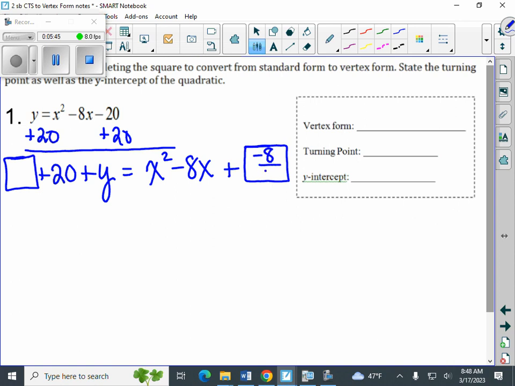Negative 8 divided by 2 squared. There's that b divided by 2 squared. And if we put that value in that box, then we're going to put the same value in our other box.